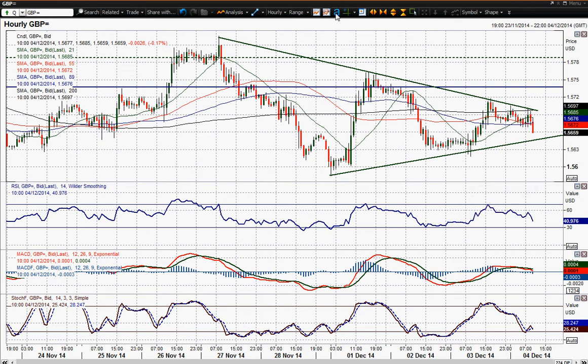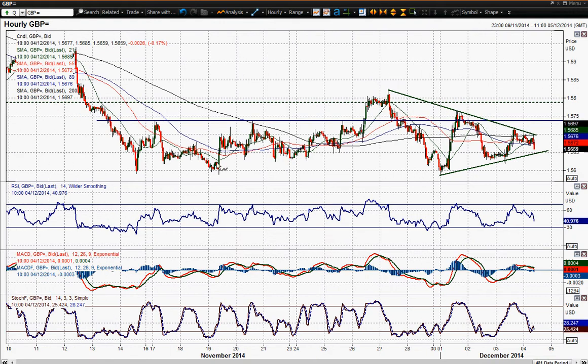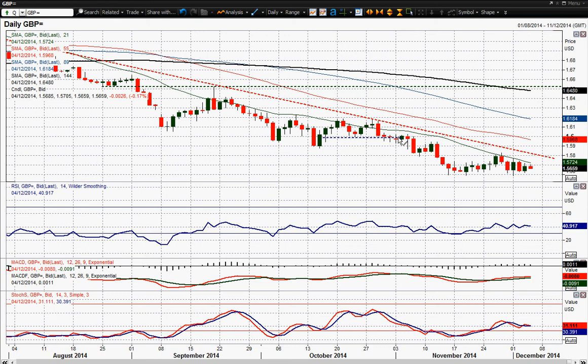I think ultimately cable will be putting pressure on the range lows, 55.85. It certainly looks that way, and I think rallies are still used as a chance to sell on cable. As I said, the outlook on this daily chart certainly remains negative, and it doesn't look as though the bulls are taking any cause to buy cable at the moment.